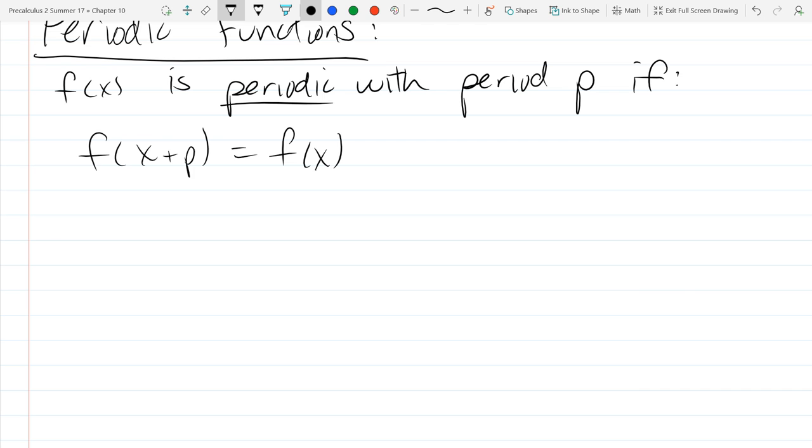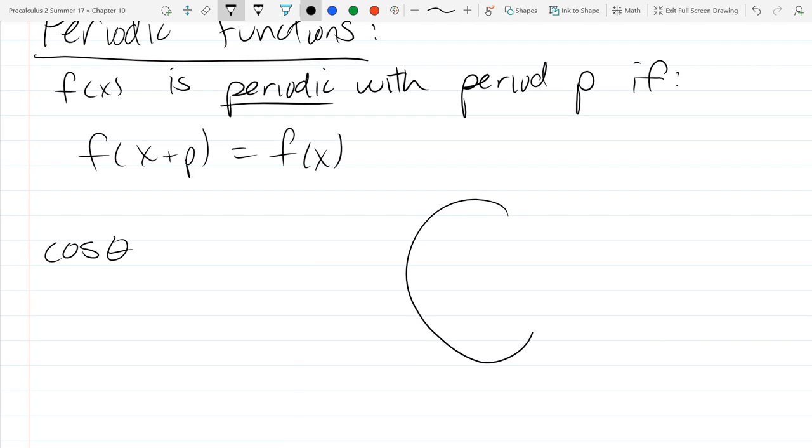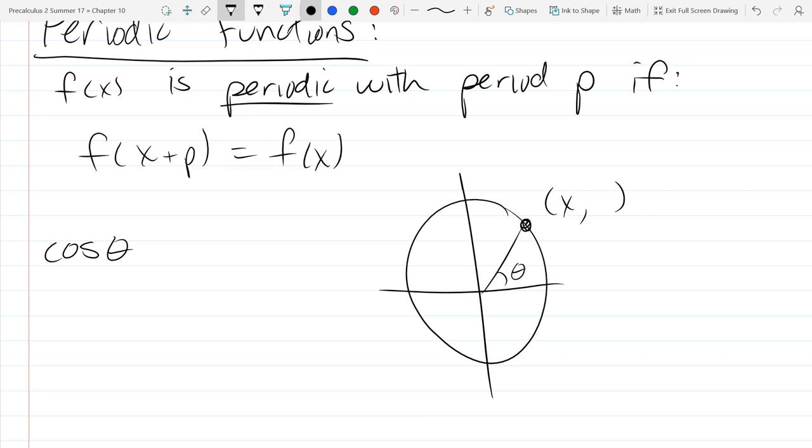Let's look at cosine. Let's think about the cosine function. I don't really care about the y value right now, so I'm just going to worry about the x. What I want to think about now is what happens if I do a full rotation. If I add 2 pi to my angle theta, where will I end up? I will end up exactly in the same place. I will have this point right here on the unit circle.